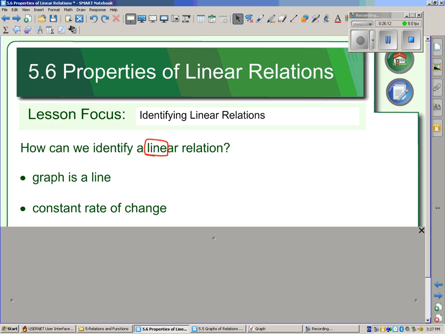Another way is I have what's called a constant rate of change. And you've probably dealt with this with your science, especially in your physics. So we're going to look at these very in depth. Right? So we want to say if I graph it, it's a line, or if I have a constant rate of change.